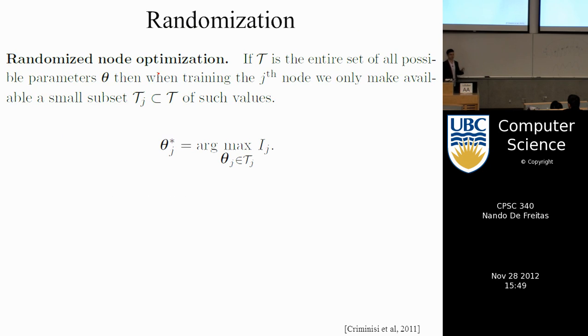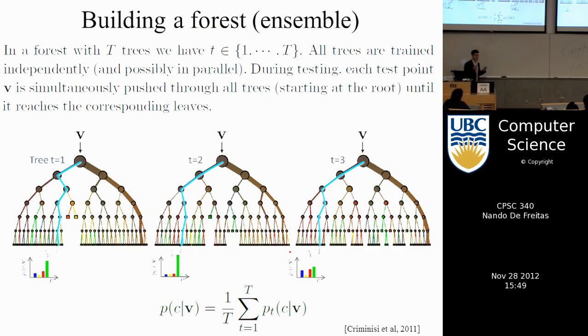Okay, so first of all, we need to choose. We pick a subset of the parameters only at each node, and for the subset of parameters, we find the best theta by maximizing information gain. Now, this is answering the question of how do we combine them.